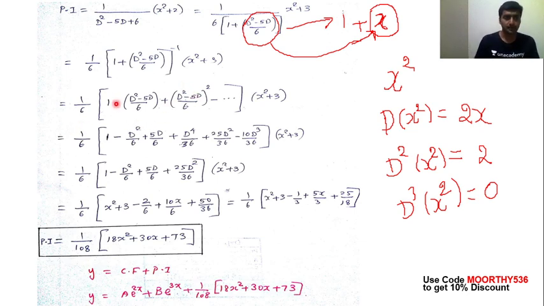Coming to the expansion, minus D square divided by 6, and minus into minus gives plus, so plus 5D divided by 6. We have to expand this formula: (a minus b) whole square, so (D square minus 5D) whole square is equal to a square minus 2ab plus b square.